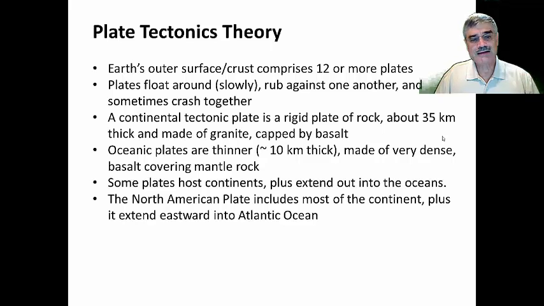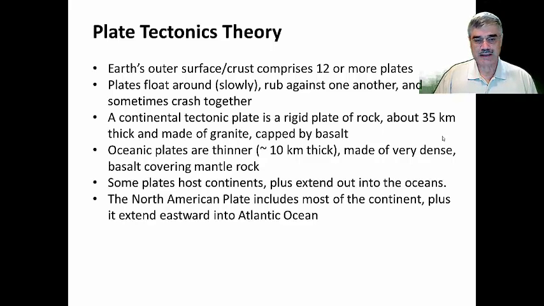So a continental tectonic plate, continental meaning one in which there's a landmass, like North America or Australia, is thought to be made of a rigid plate of rock, which could be 35 kilometers in total thickness. That's about 20 miles, made of granite and capped with basalt.